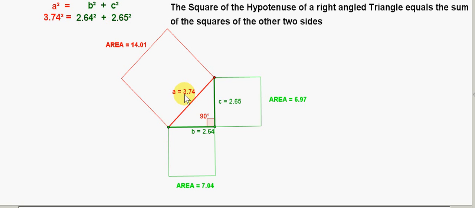Now, squaring a number is the same thing as getting the area of a square whose sides are equal to that number. So for example, squaring 3.74 is the same thing as getting the area of a square which is side 3.74. So that's why we call multiplying a number by itself squaring. So the area of this red square here is equal to the area of these two green squares. So we could put these two green squares together and fit them into this area here.